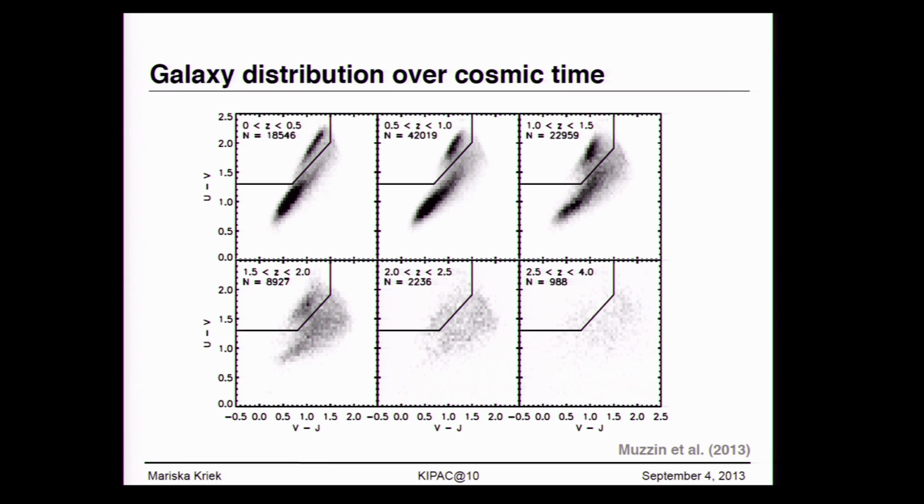So if you follow the galaxy distribution with redshift, you find that the galaxy distribution is actually split into quiescent and star-forming galaxies, even up to about a redshift of 2.5.